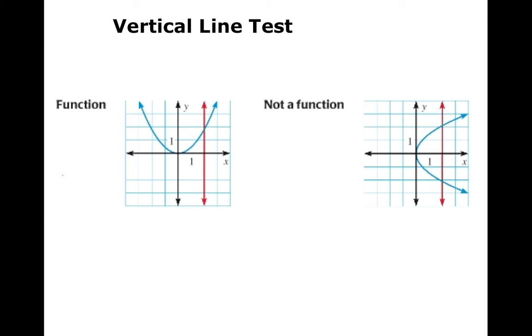Look at the second one. It's kind of a parabola. It's a horizontal parabola, which has a different equation. Instead of y equals x squared, it's x equals y squared. That one, if you look at the vertical line, the red line, it hits that parabola twice, right here and right here. Therefore, that relation is not a function. There are 2 outputs, 2 y values for that one x value.